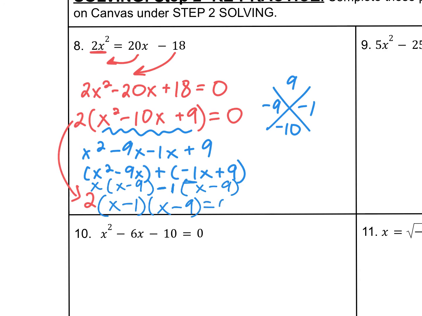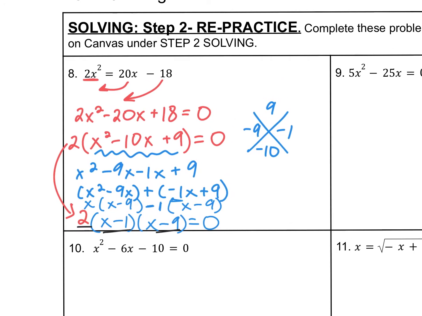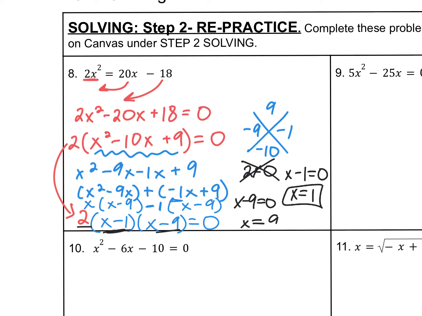And so now I have 2 times my outsides of x minus 1 times my insides of x minus 9 equals 0. And then I just break each of these apart, set them equal to 0, and that's how I find my solutions, okay? So 2 equals 0, well, no, that can't happen. That's not a factor, okay? X minus 1 equals 0, yes, I can solve that. X is 1, that's one answer. And then x minus 9 is 0, obviously I can solve that. X equals 9. I got 2 answers here, which is exactly what I wanted because my highest exponent was 2.